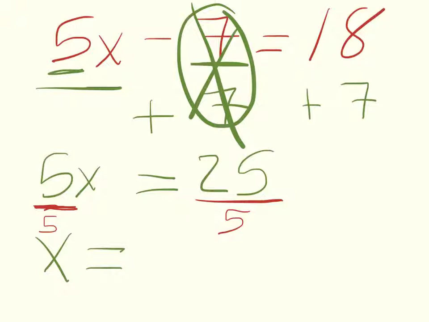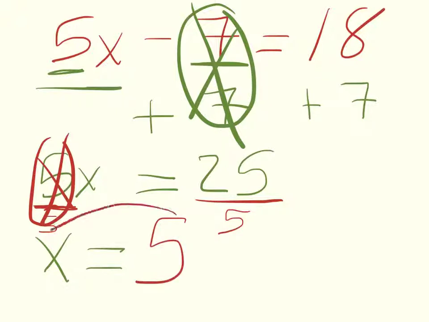Divide by 5 and divide 25 by 5, because whatever you do on one side of the equation, you've got to do to the other. So now I have x left over because these two 5's cancel, and I have 25 divided by 5, and that equals 5. So my final equation, x equals 5.